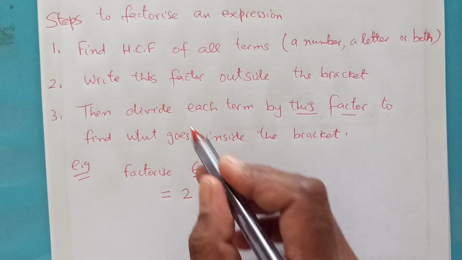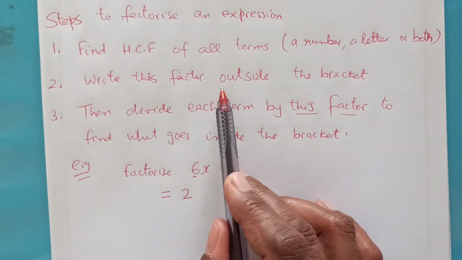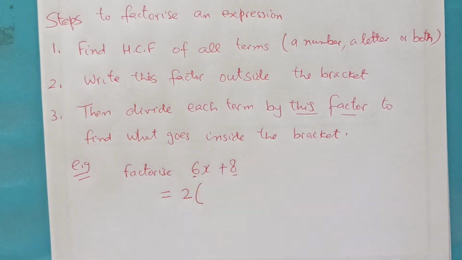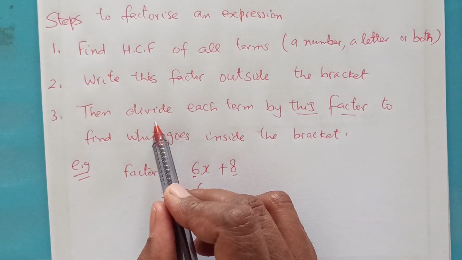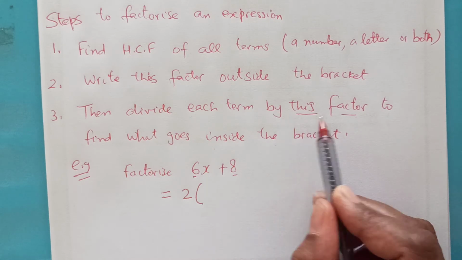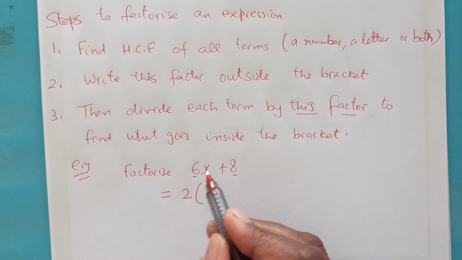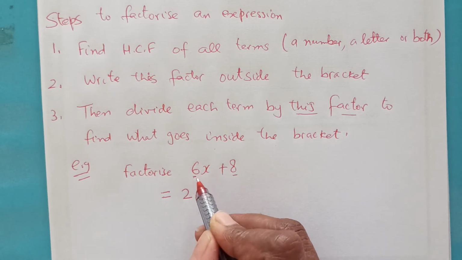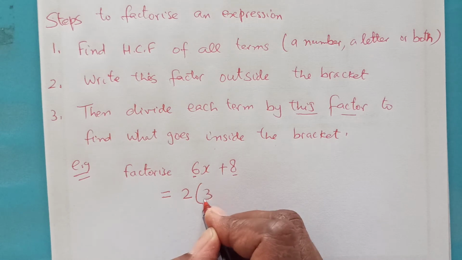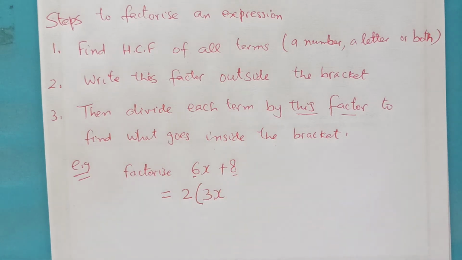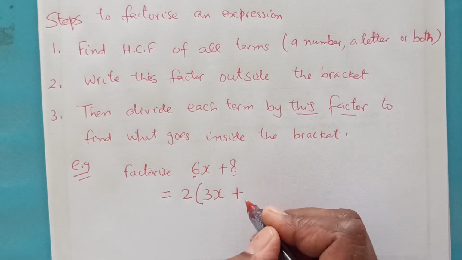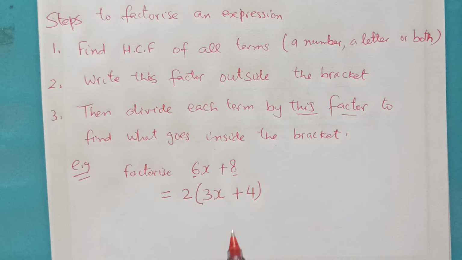Then in the bracket, this is our first step: write this factor outside the bracket. So outside the bracket I have written 2 here. Then divide each term by this factor to find what goes inside the bracket. We divide this number by 2. 6 divided by 2 is 3. x remains as it is here. If there is a plus sign, plus stays as it is, then 8 divided by 2 is 4. So the factorization of 6x + 8 is 2(3x + 4).